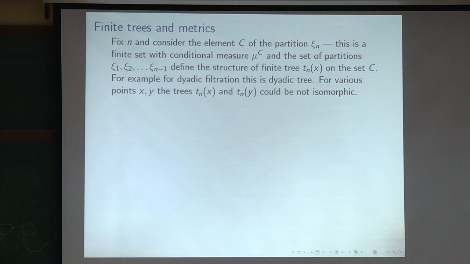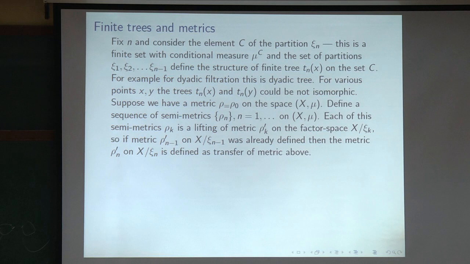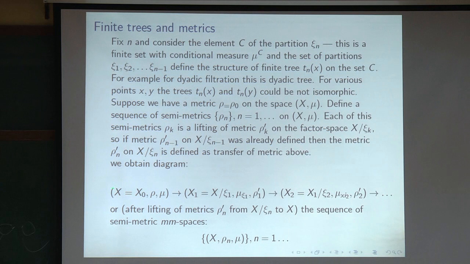Now let me finish with this, because this is what I mentioned. So you have the following situation: X with metric, second, third, and so on. So we have a sequence of measure metric spaces. Well, I repeat once more, this is maybe not a metric, but a semi-metric. What else?